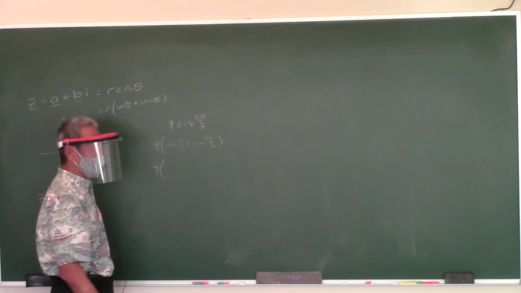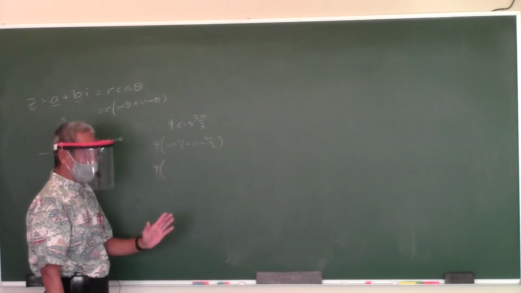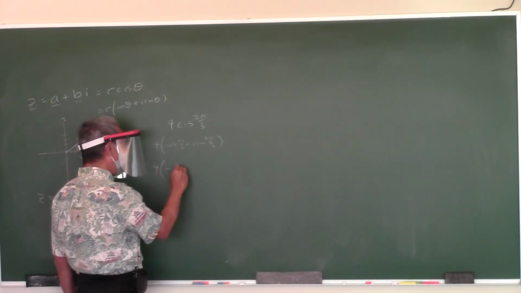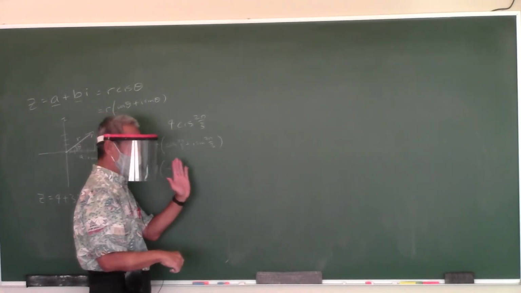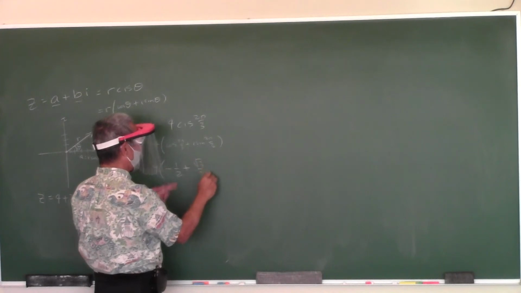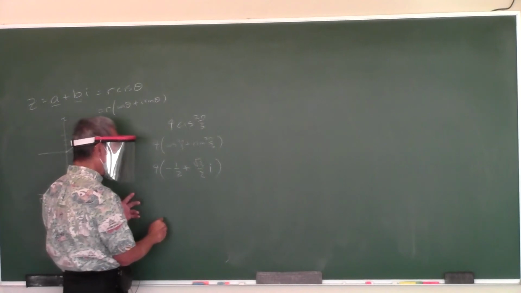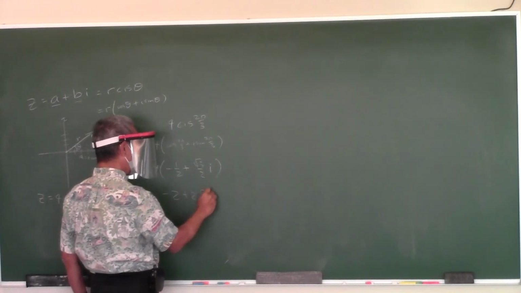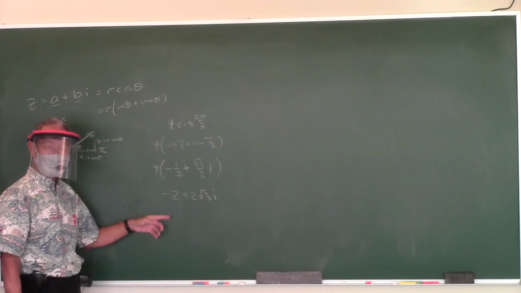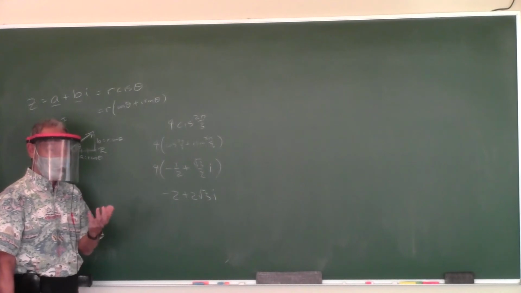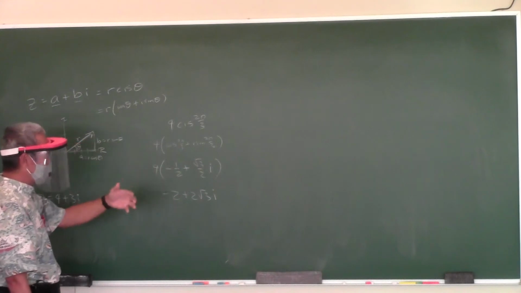And then now you just got to know your trig values. What is the cosine of 2 pi over 3? Negative half. And then what is the sine of 2 pi over 3? Root 3 over 2. And the i always goes with that one. Distribute the 4 and you get negative 2 plus 2 root 3 i. So that's how you convert from polar to standard form. You just got to remember what the cis is an abbreviation for: r times cosine theta plus i sine theta.